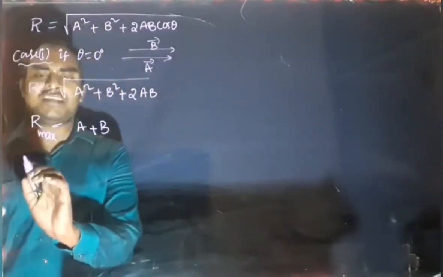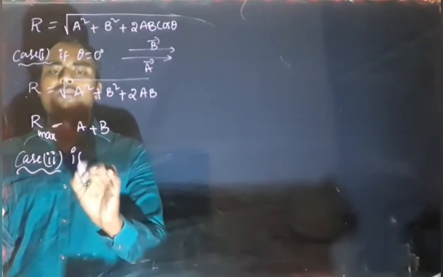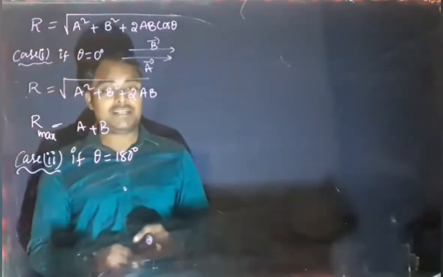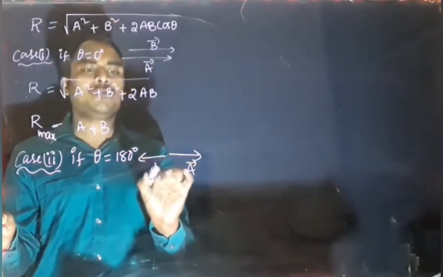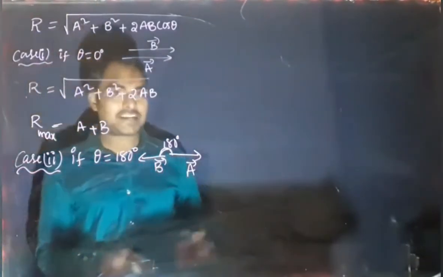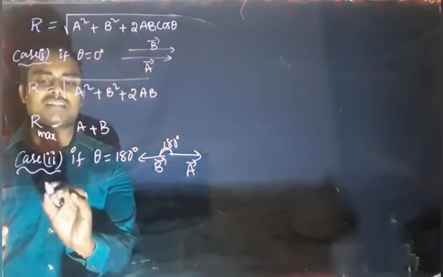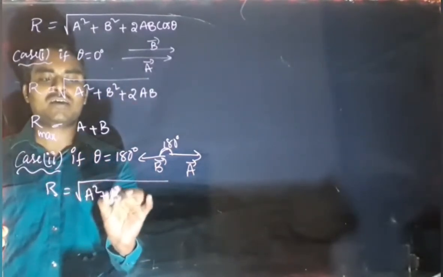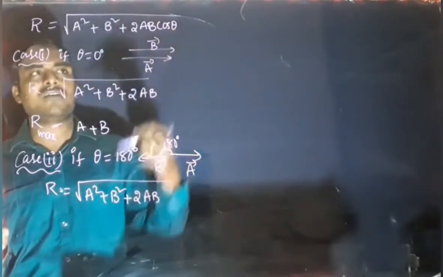Similarly, in case 2, if theta is 180 degrees, it means the two vectors are in opposite directions. A bar and B bar are opposite, and the angle between them is 180 degrees. They are unlike parallel vectors. Then let us find the magnitude of the resultant vector. R equals root A square plus B square plus 2AB cos theta. Theta is 180, and cos 180 is minus 1.